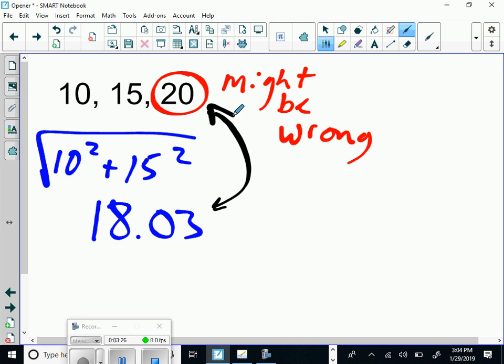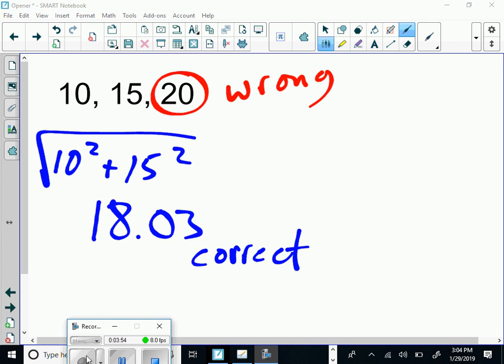However, we also know something else. This number down here that we just calculated, this 18.03, is the correct measurement for a right triangle. This is the right measurement here. It's the 20 that's wrong. The number we calculated is right. The number that we were given, in this case, is wrong. And so we can ask ourselves a quick question about that number.